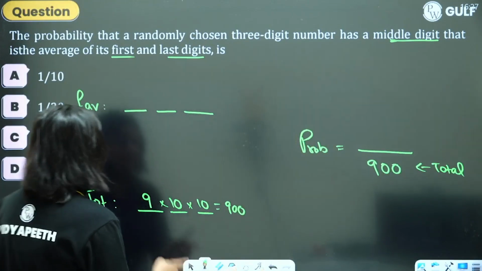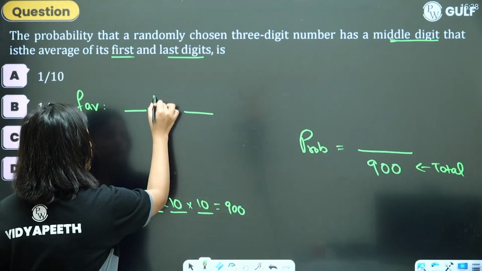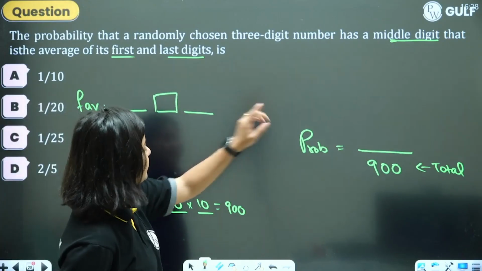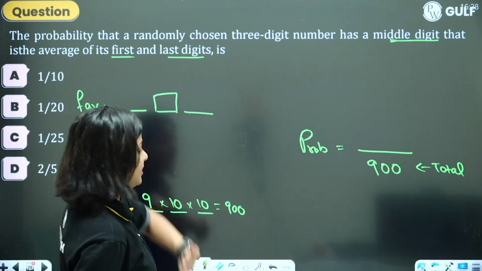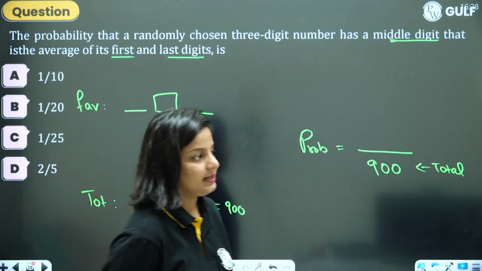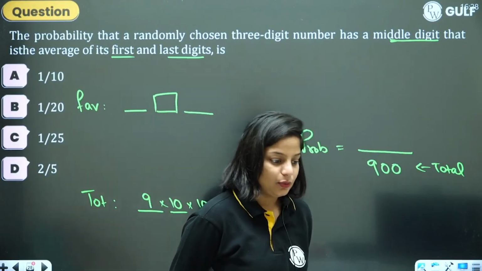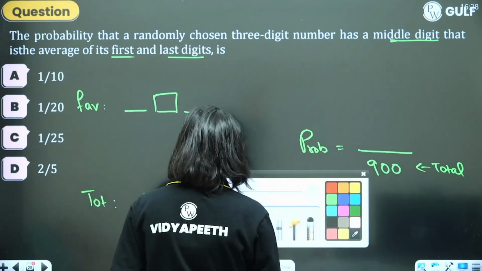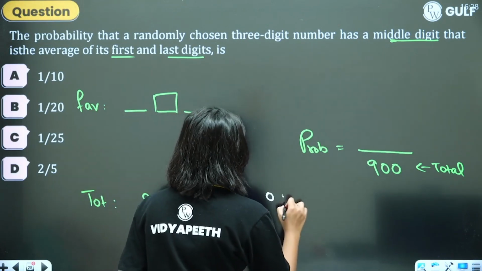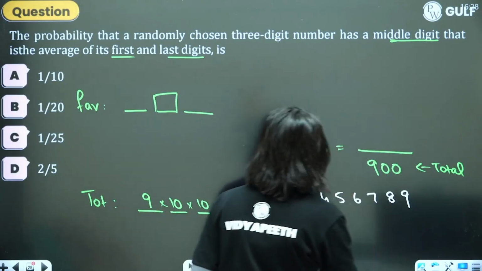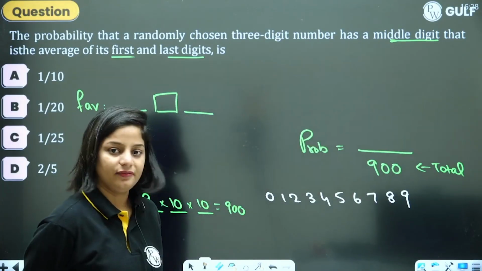Now out of this, we want 3-digit numbers in which the middle digit is the average of the first and last. Think about it. Let's take the numbers 0, 1, 2, 3, 4, 5, 6, 7, 8, 9. These are the 10 digits that we have.